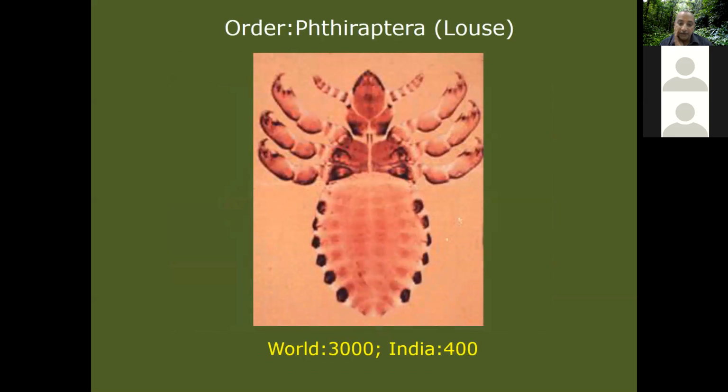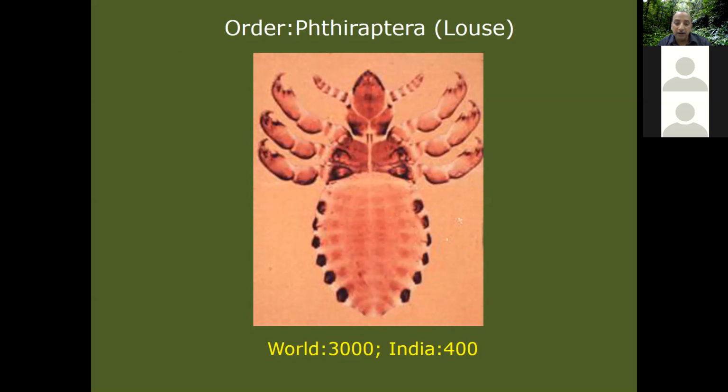Then comes Phthiraptera. These are lice. They are very important vectors because they cause several diseases, including in humans and also in animals. More than 400 species of Phthiraptera are reported from India, but only one species infests humans, the human head louse. It is very common in children, especially school-going children.